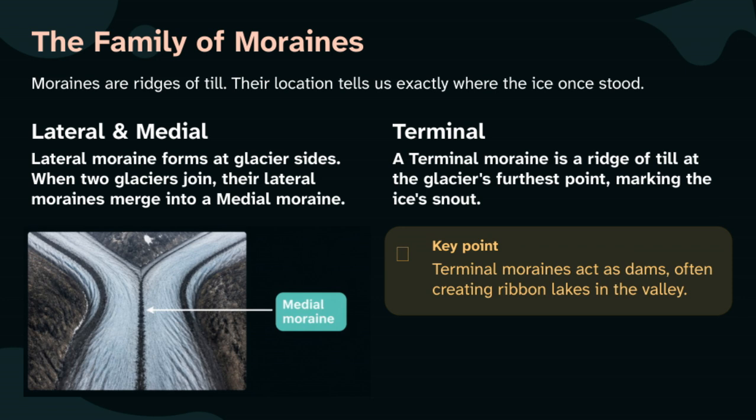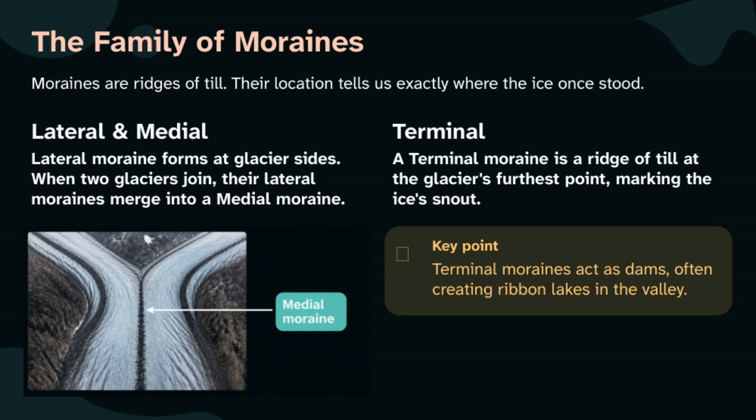The second type is medial moraine. Medial moraine forms when two glaciers join together. Their inner lateral moraines merge and form a dark line of debris running down the middle of the combined glacier. The third type is terminal moraine. Terminal moraine forms at the furthest point reached by the glacier's snout. It marks the maximum advance of the ice.